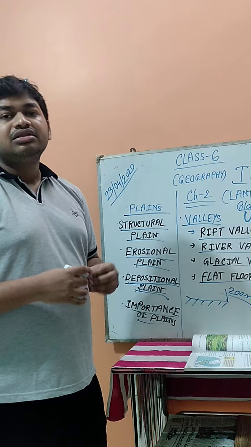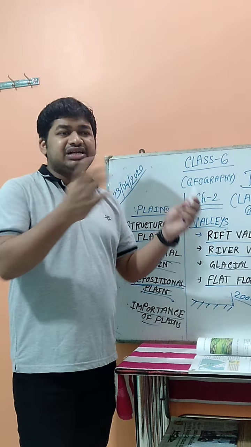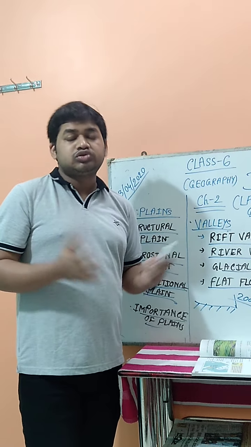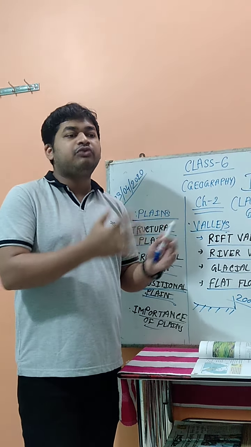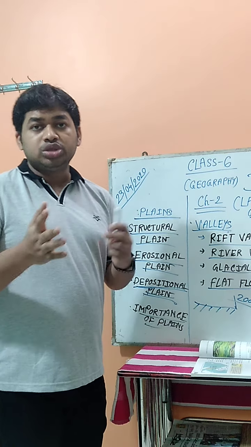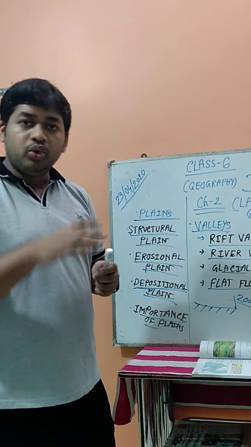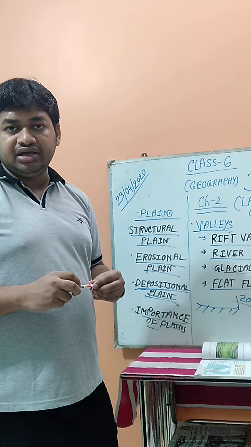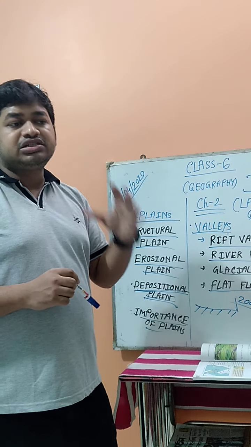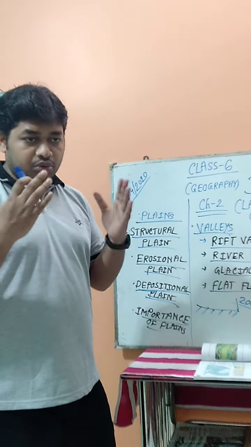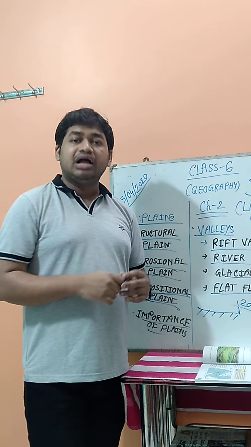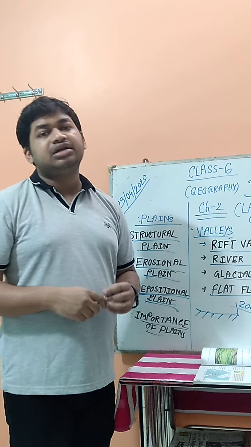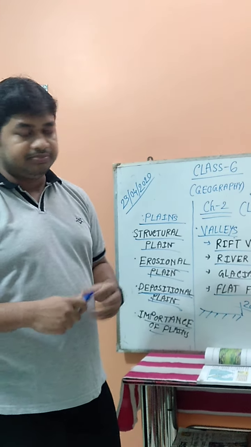And the second is that the plain area is very useful for setting up industries, factories, housing areas, buildings and hotels. They can easily make them. It is also very useful for transportation and communication. We can easily make roadways and railway tracks over the plain area. That is why the plain area is very useful for living people. In the world, most people live in plain areas rather than other places. So these are the different importances of the plain area.